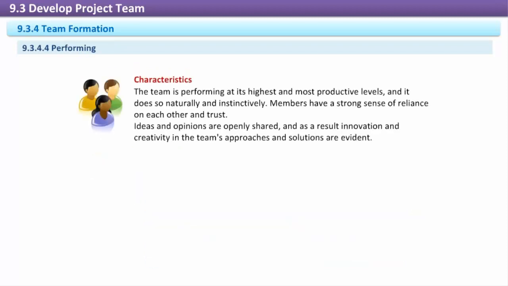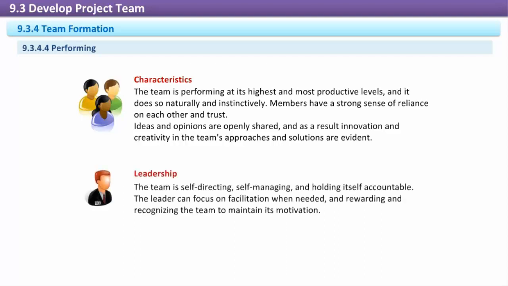the mix. Performing. Characteristics. The team is performing at its highest and most productive levels, and it does so naturally and instinctively. Members have a strong sense of reliance on each other and trust. Ideas and opinions are openly shared, and as a result innovation and creativity in the team's approaches and solutions are evident.